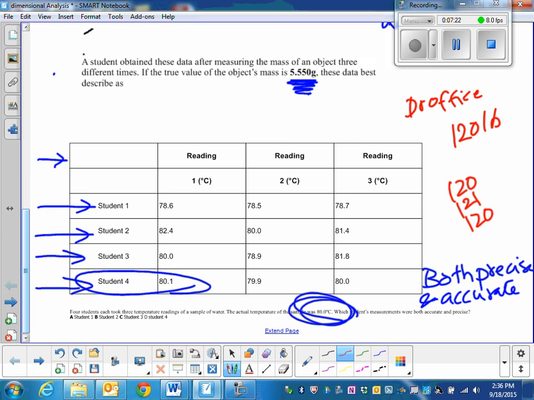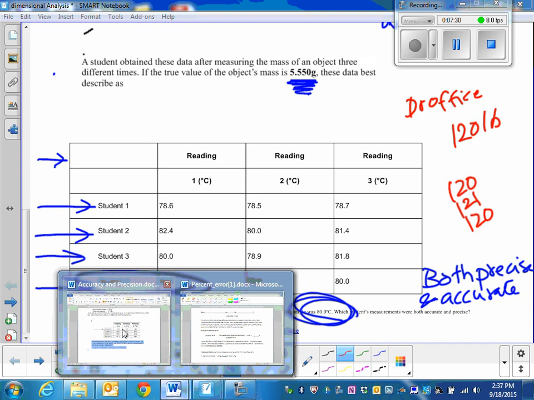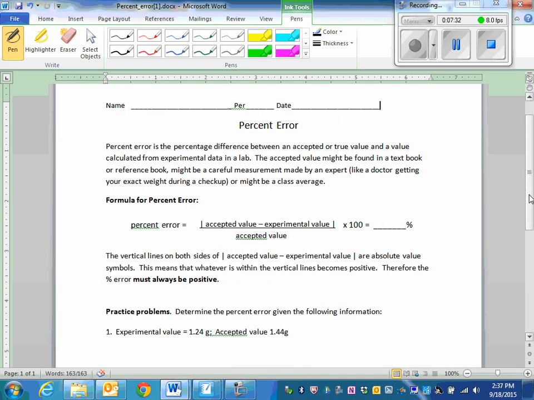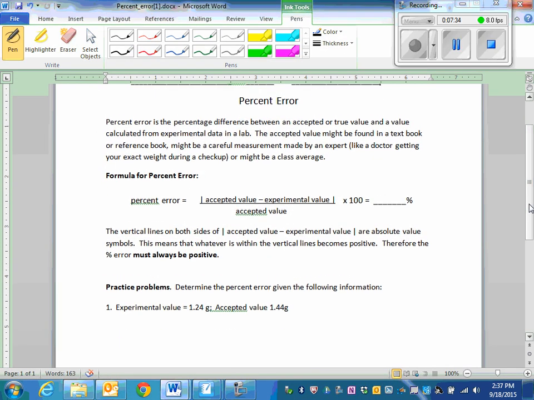Okay. Moving on. I told you to do percent error problems. Is that right? On the back of the page. So I provided you with a sheet. This is a percent error sheet. Now please box this formula and write down that you need to memorize this formula. Alright? You need to memorize this formula.